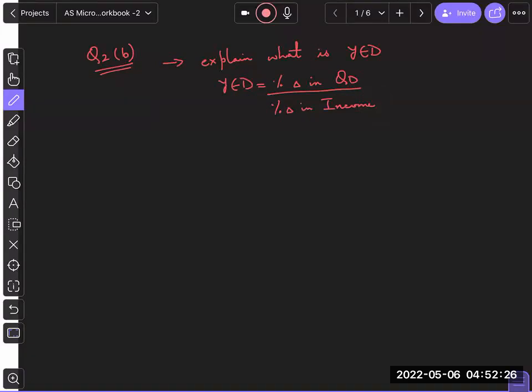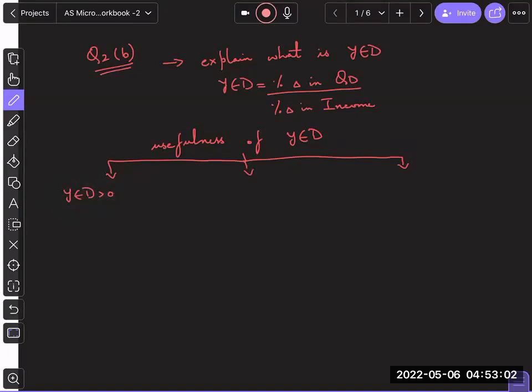YED measures the responsiveness of quantity demanded due to change in income of the customer. YED is measured by this formula, percentage change in quantity demanded upon percentage change in income. Now, usefulness of YED. What are the usefulness of YED? Usefulness is linked with the value of YED. Say we have 3 cases of YED. YED which is greater than 0.